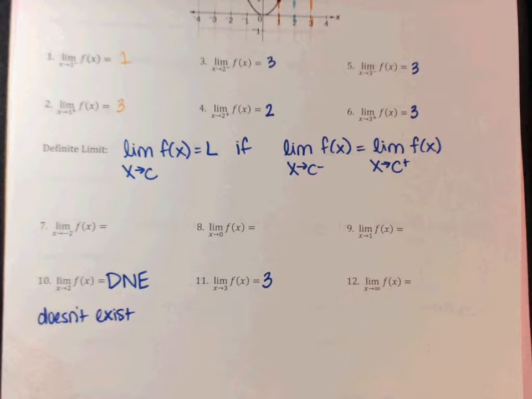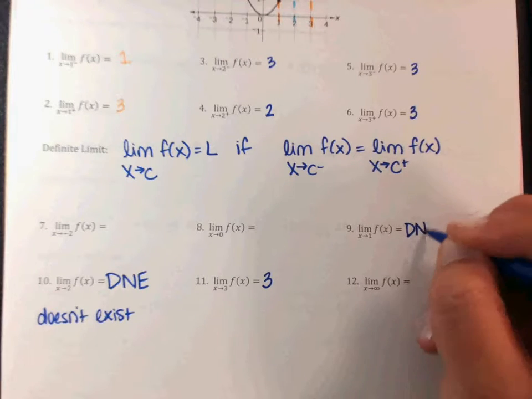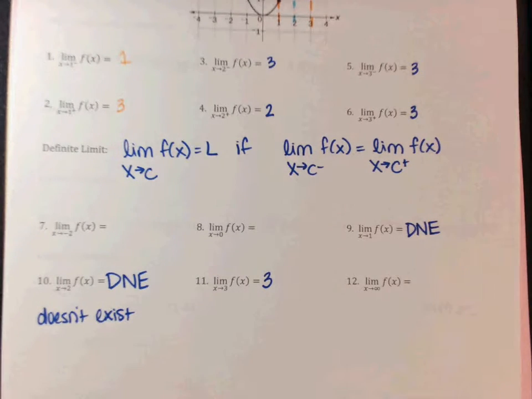And the reason why is because the L and the R's are different. The left and the right limits aren't the same. Okay, what about x approaching 1? That one also did not exist, so I'm going to put DNE on that one as well. Okay, let's go back to number 7 and 8.